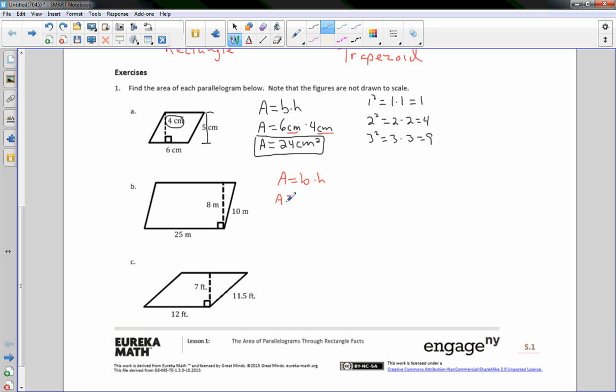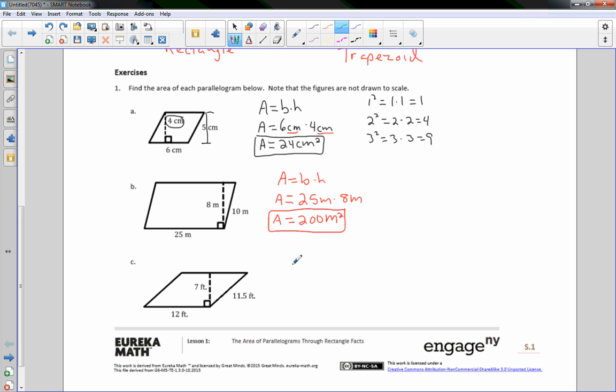Okay, so area equals base times height. Write the formula, step 1. Step 2, substitute in the givens. The base is 25 meters times the height, which is 8 meters. So the area equals 25 times 8, which is 200, and meters times meters is meters squared. So there is the area of this parallelogram.